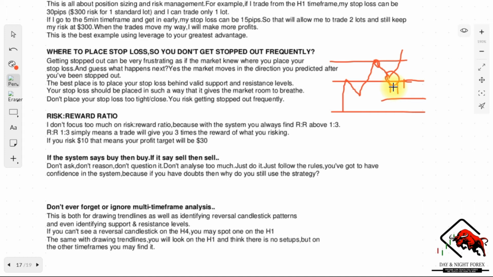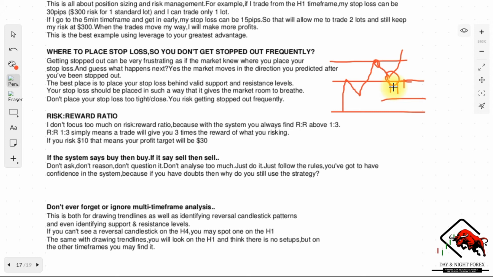You've got to have confidence in the system, because if you have doubts, then why do you still use this strategy? Okay, you have to be very confident. That's why we say practice makes perfect, and if you keep on practicing and you understand everything that we've spoken about, how to draw your trend lines, you have valid trend lines, have valid support and resistance levels, you know your candlesticks, know your formations, your patterns, and all those good stuff. So this system is very powerful, guys.